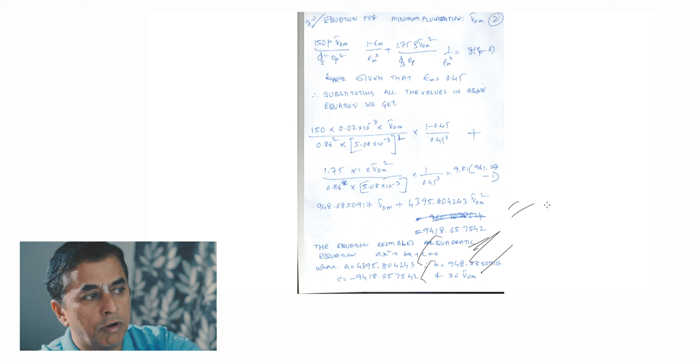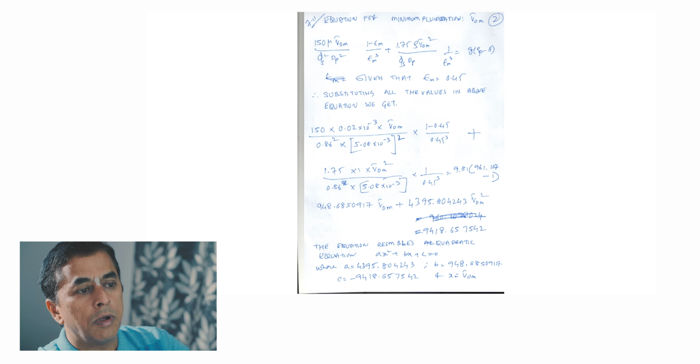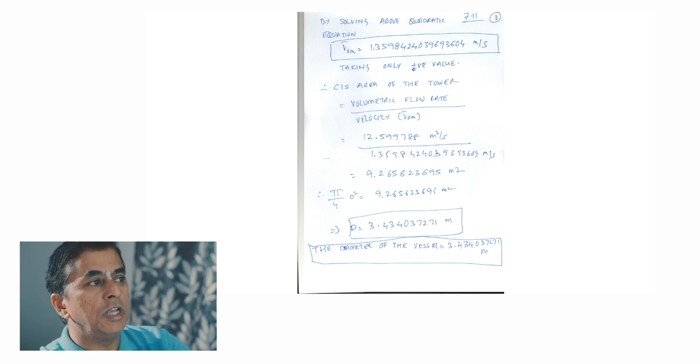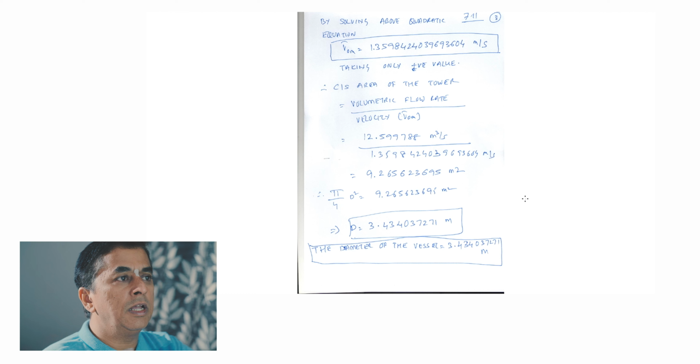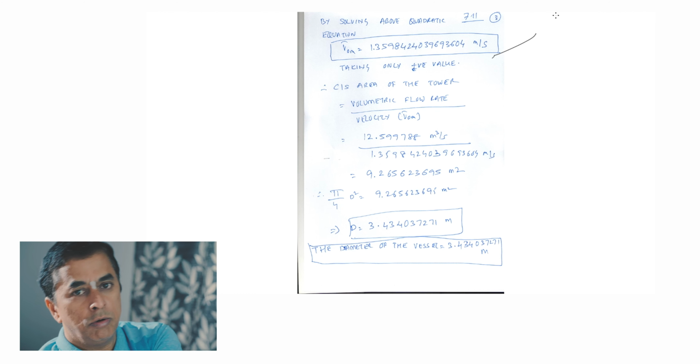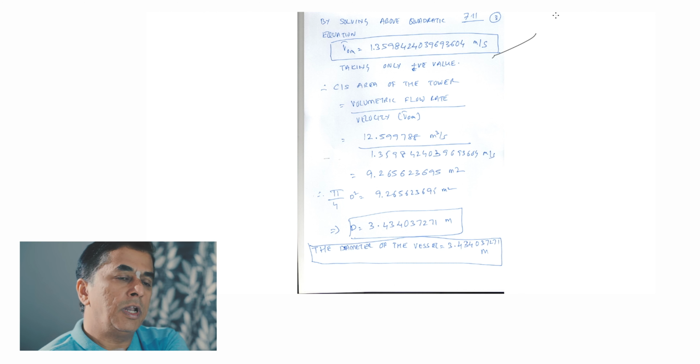And if you solve this quadratic equation, we get the value of the minimum fluidization velocity as 1.35. We will be neglecting the negative component of this and we take only the positive value. So thus the minimum fluidization velocity is given by 1.3 meters per second. And then we know the cross-section area of the tower we are supposed to find, because I am to find the diameter of the tower.